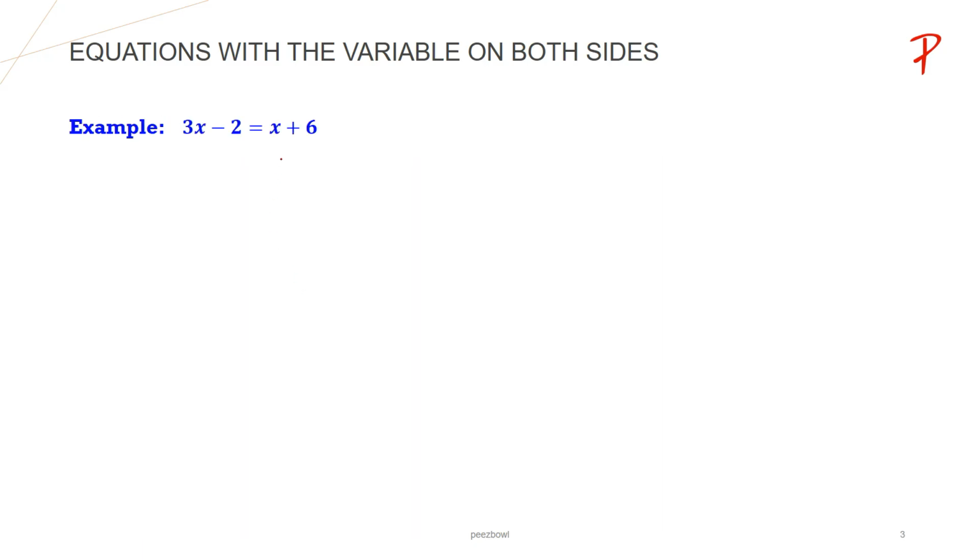Okay, this is our first example. Our objective is to bring all the variables to one side, either left hand side or right hand side, and all the constants on the other side. Let us solve this equation. For the first step, we move the variable to one side of the equation, right? I will write the equation here. We want to get all the x terms on one side, right?